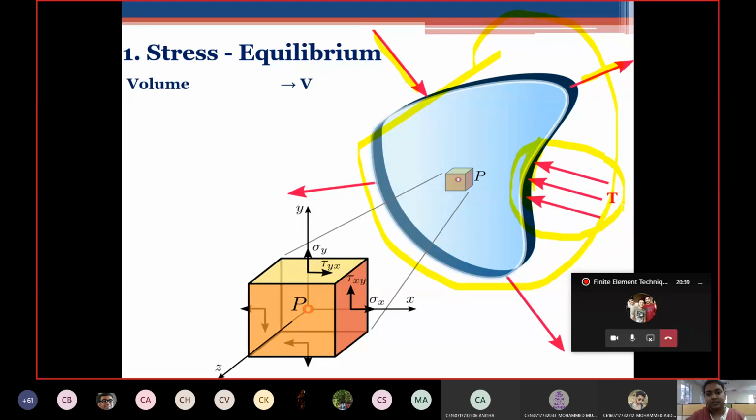Now let's see what this is. Suppose we consider that this specific body is of volume V and it has a surface S. Surface in the sense that we are considering the surface area. Now this T we are talking about is the traction force, that is a force acting over a finite surface.